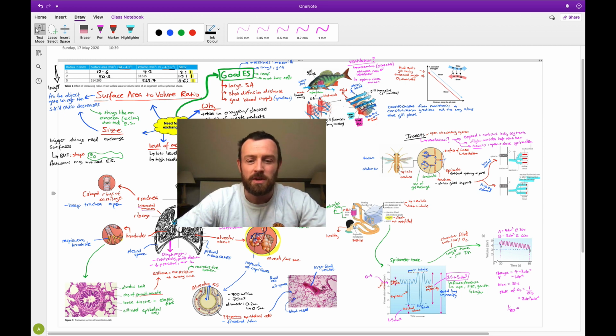Then we looked at the lungs in detail, looking at the tissues, the types of images that you might have to analyze. We looked at spirometers and the graphs that we can get from them to look at aspects of ventilation and the rate of oxygen uptake. Finally, we've looked at fish and insect gas exchange systems.